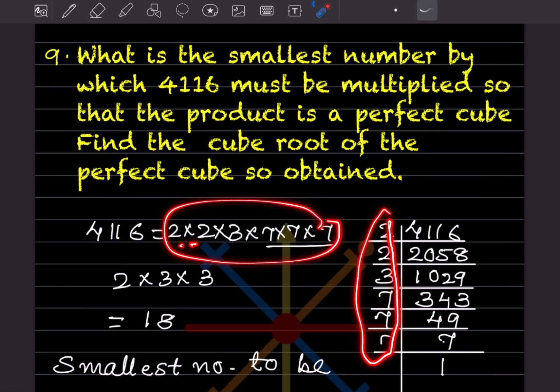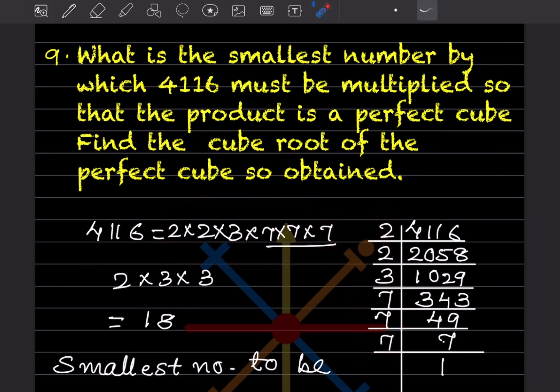Now what you can see, because it's a cube root, we are going to look for the same number appearing three times. Here is 7 into 7, that is 3 times. Here we can see 2 only 2 times, and here 3 is just once. So what will that be? Whatever is already complete we are not going to consider, because they asked for the smallest number, so we are just going to consider the rest here.